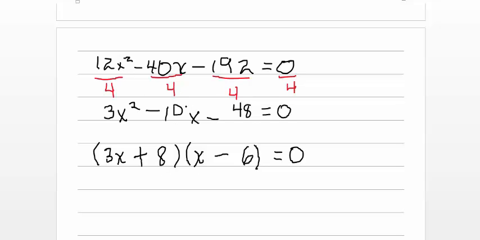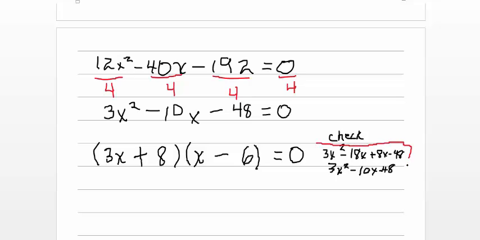And I want to check to make sure that that really multiplies to give me that trinomial on the left side. So using the distributive property twice, also known as FOIL, I get 3x squared minus 18x plus 8x minus 48, which simplifies to 3x squared minus 10x minus 48. So that is the expression that I was factoring. So these are the correct factors.